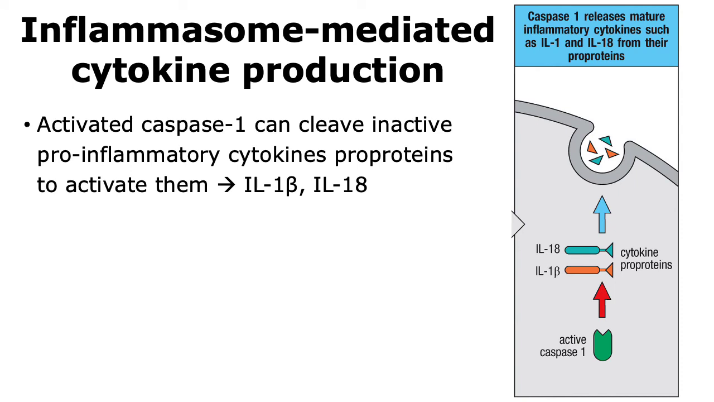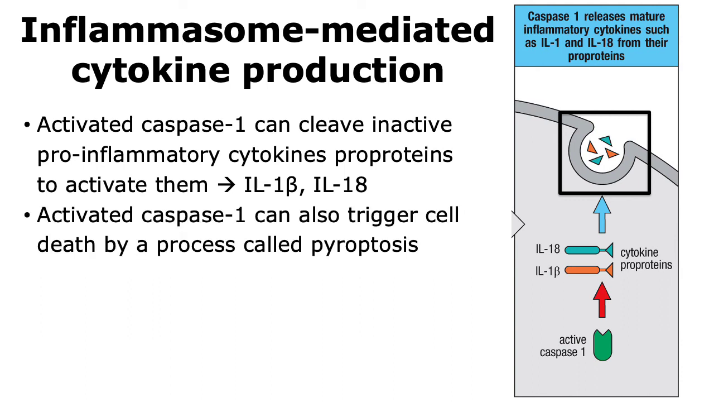Once caspase 1 is activated, it has the ability to cleave these pro-inflammatory cytokines that are present in the cytoplasm. However, they're present in an inactive state and hence are called proproteins. Cleavage of these proproteins by caspase 1 results in the formation of the active cytokines, and examples of such cytokines are IL-1 beta and IL-18. These active cytokines can then be secreted out of the cell, and thus we can see the production of pro-inflammatory cytokines. Additionally, activated caspase 1 can also trigger cell death if the need arises by a process that is called pyroptosis.